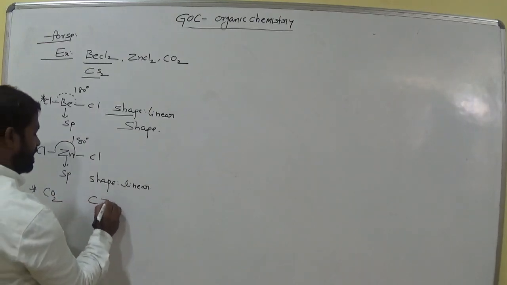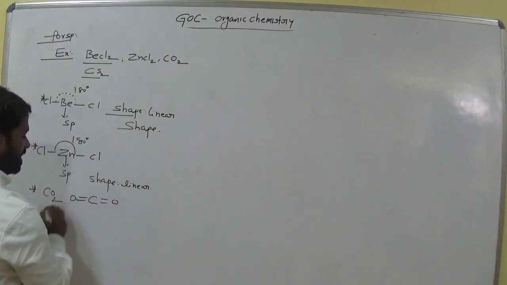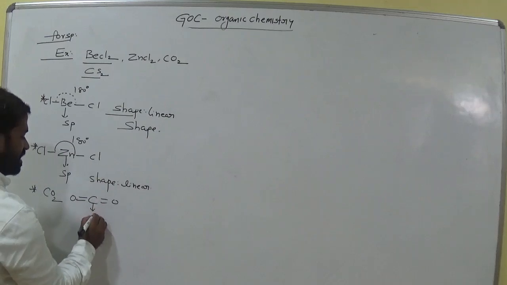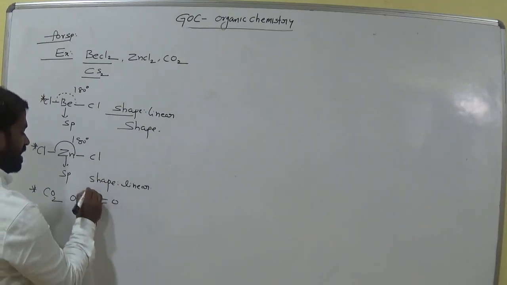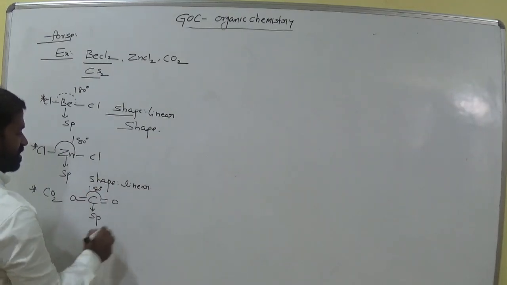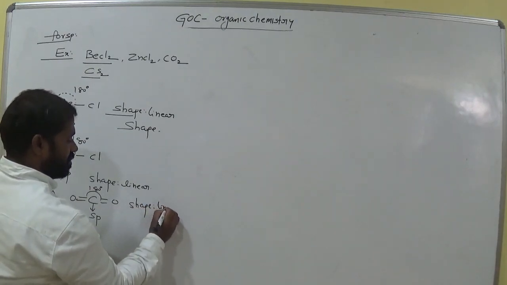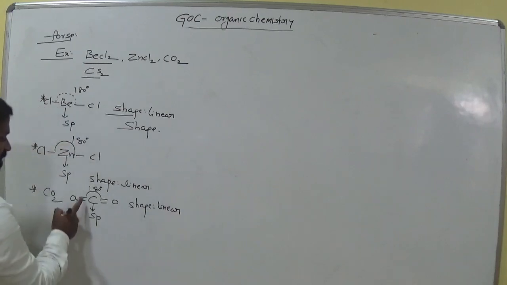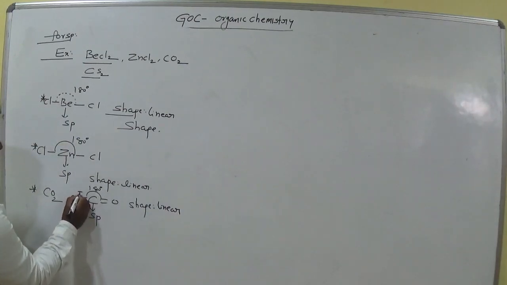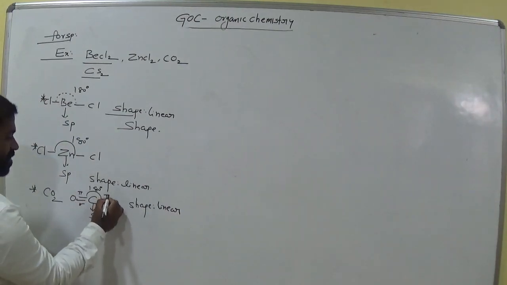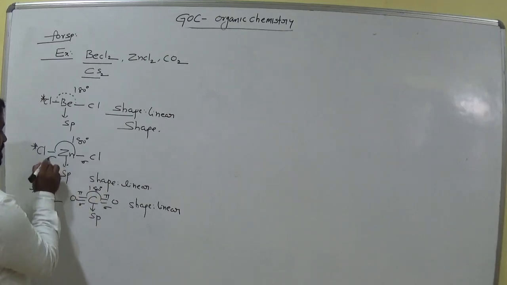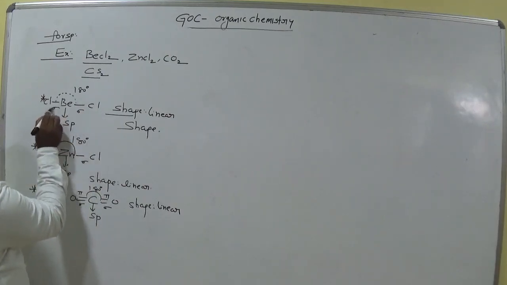Okay. So now it is C double bond O, C double bond O. Which hybridization does it undergo? sp. What is the bond angle? 180 degrees. So what is the shape? Linear. So in that, one is a sigma bond, another one is a pi bond. Here a single bond means sigma bond. This is also a sigma bond.